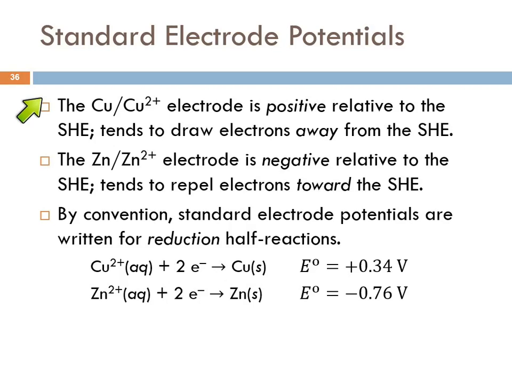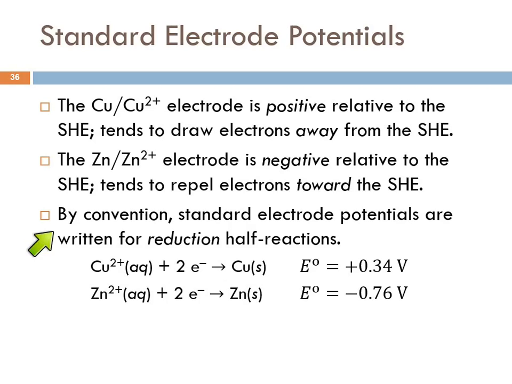So in comparing these two electrochemical cells, the copper electrode, the copper half cell, is positive relative to the standard hydrogen electrode. So it's going to draw electrons away from it. It's not going to send them to the standard hydrogen electrode. The zinc electrode is negative relative to the standard hydrogen. It's going to repel the electrons and send them towards the standard hydrogen electrode.